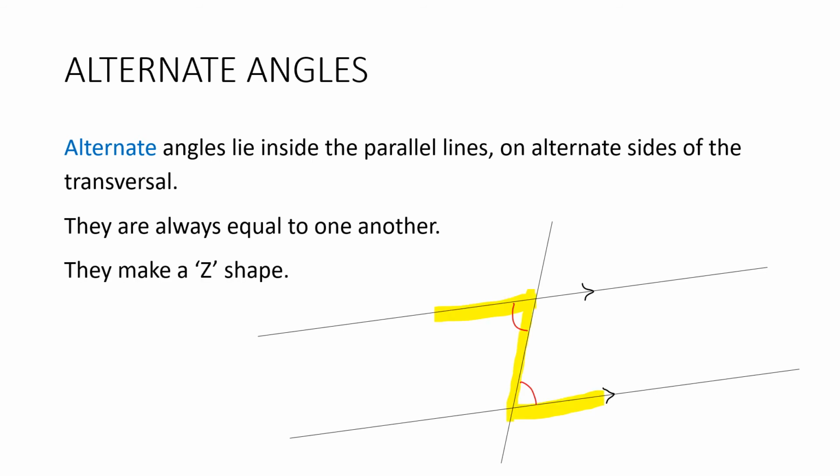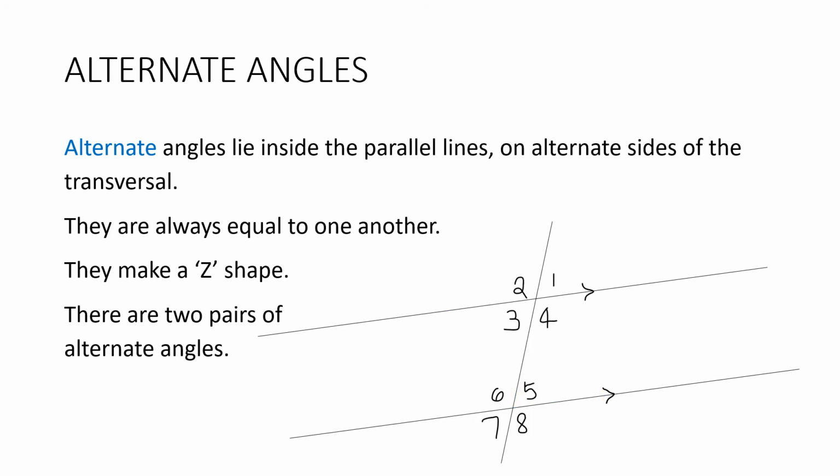Okay, there are only 2 pairs of alternate angles. So I showed you angles 3 and 5. What's the other pair? It's 4 and 6. This one and this one. And there's the Z shape. It's a pretty wonky Z. It's back the front and it looks funny, but it's still a Z.